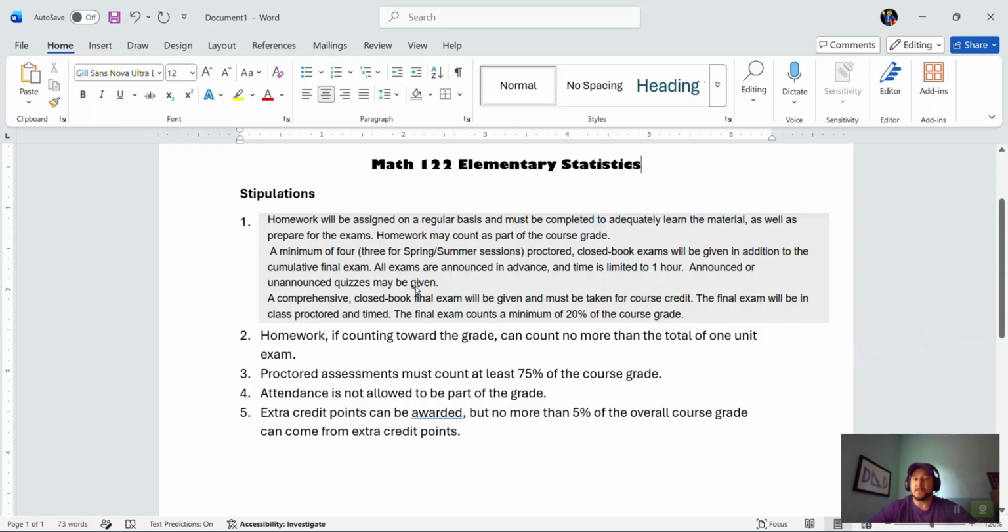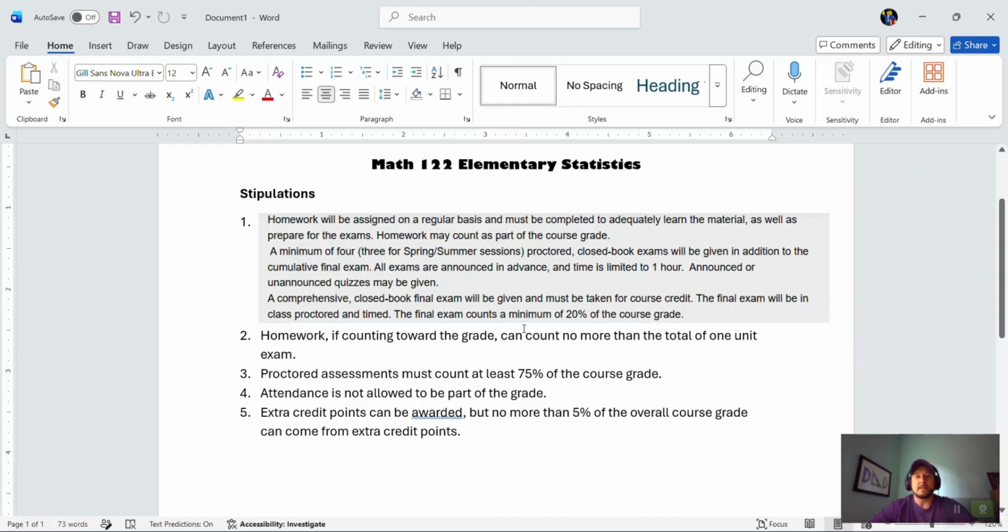Announced or unannounced quizzes may be given, so you can choose to give quizzes or you can choose not to give quizzes. It says a comprehensive closed book final exam will be given, so that's kind of redundant, but it must be taken for course credit. The final exam will be in class, proctored, in time. The final exam counts a minimum of 20% of the course grade. So you are absolutely not allowed to ever go underneath 20% of the course grade for your final exam.